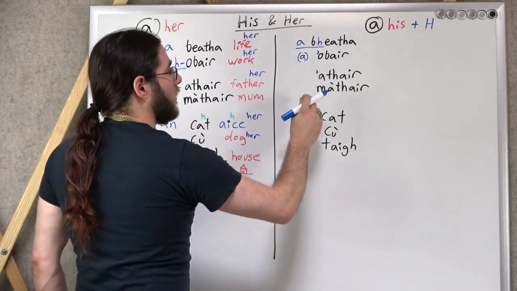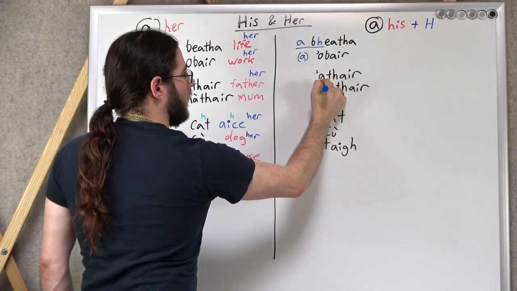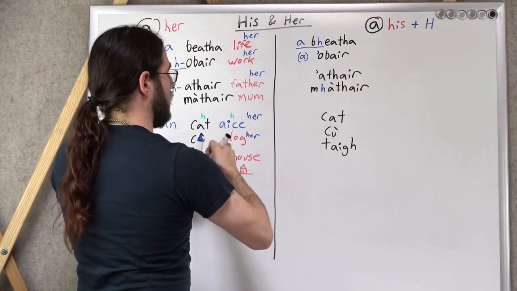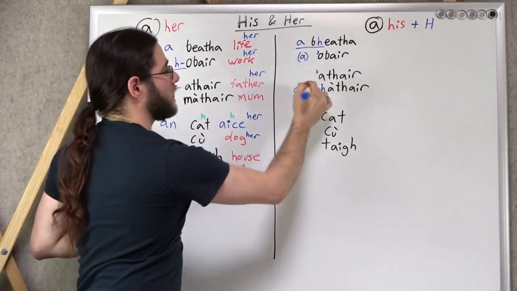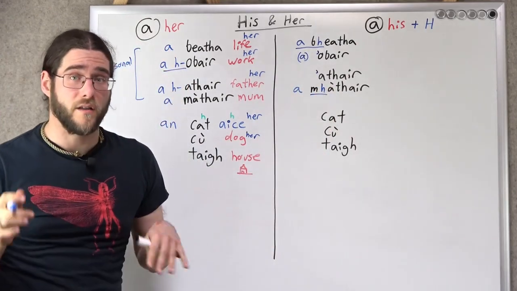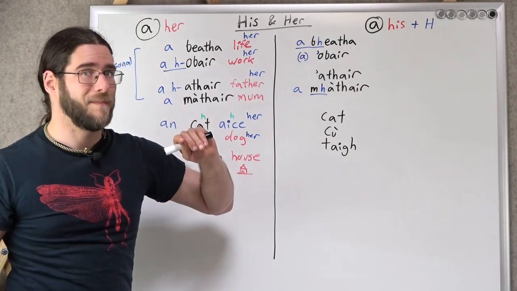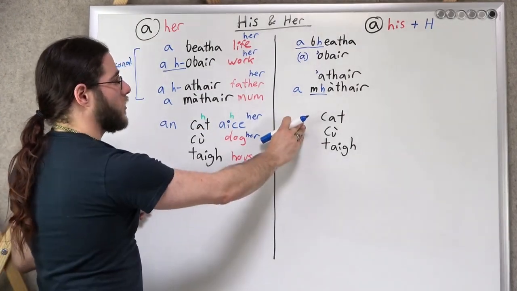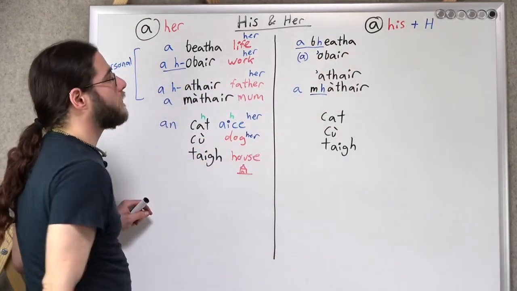His mother. Well, M can take an H, right? So it's avahar. So there's your clue. Avahar, his mum. That's not going to be anything else. If you see avahar, that's his mum. All right. So those are the personal things, right? These are personal.